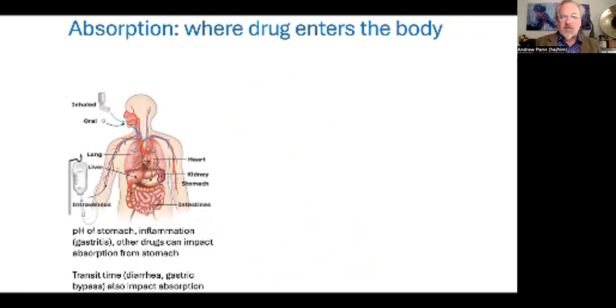With oral medications, the absorption can be affected by the condition of the gut. If the gut is inflamed, say with alcohol gastritis, that might make it difficult for drugs to be absorbed. If the gut is very short because of gastric bypass surgery, that could also make it more difficult for the drug to be absorbed. If the transit time is longer or shorter, so if a drug is moving more slowly because of constipation or more quickly because of diarrhea, we might see more or less absorption of that drug, respectively.